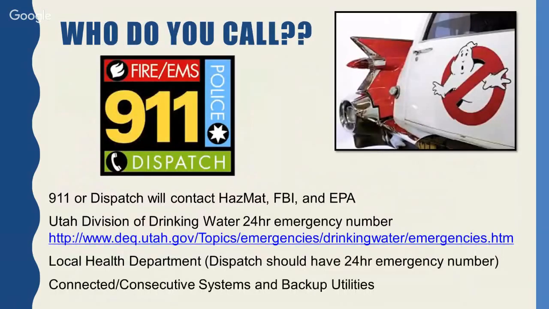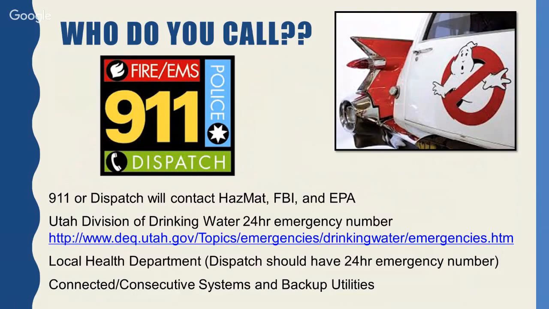Who do you call? Well, sometimes you might want to call Ghostbusters if you're out there in the evening and you're looking around and you're not too sure what's going on. But 911 or dispatch, they could be the first people that you call. You might want to call your boss first, I guess, discuss it with him. And they will contact hazmat, sometimes the FBI or the EPA, to come on scene if it's an environmental spill or somebody has broken into your facility or a threat of a bioterrorism agent.